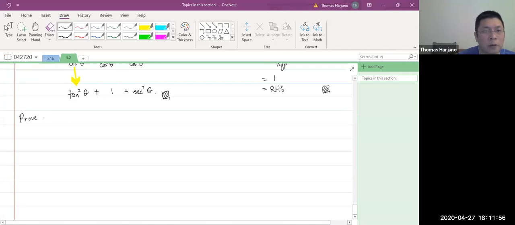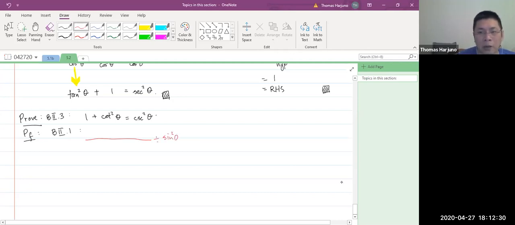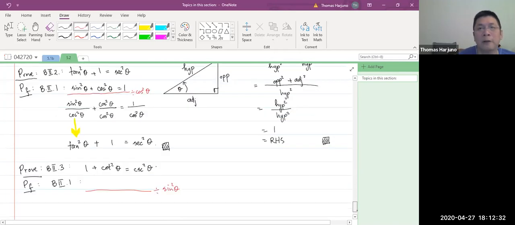Okay. Furthermore, how about B23? Proof of B23. That is 1 plus cotangent squared theta equals cosecant squared theta. The proof is very similar. We start from B21. And I want you to do this one. You copy down B21, and then instead of dividing by cosine squared, you will divide by sine squared theta. Okay, now try to mimic what we have up there. I give you 1 minute, or maybe 1.5.